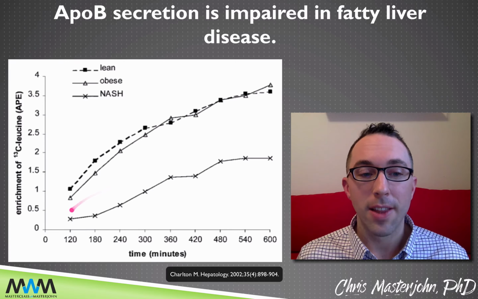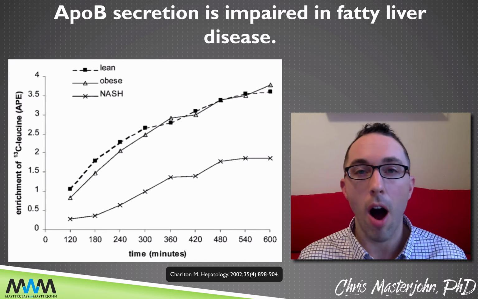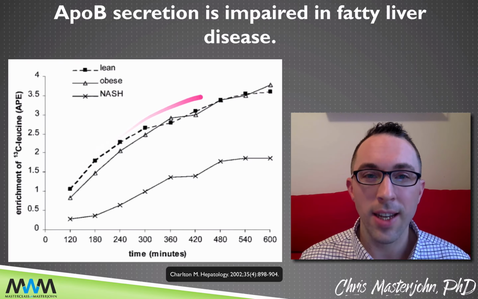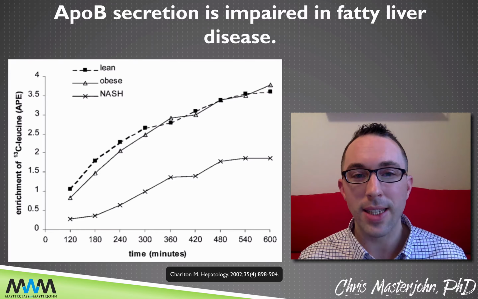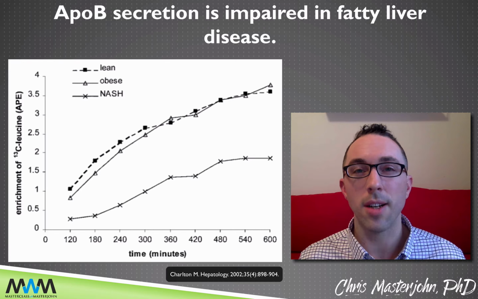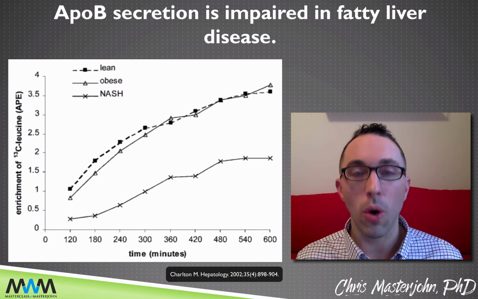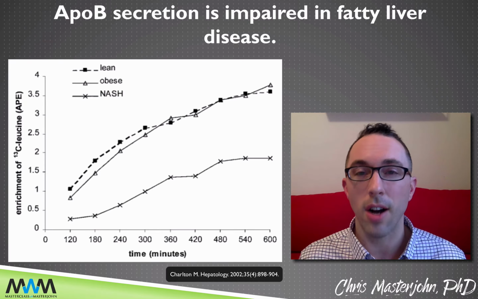In fact, the patients with NASH had 27% of the total ApoB secretion as the lean and obese subjects without NASH. That means that their ApoB secretion was cut by 3/4. Now, this could be due to choline deficiency, but as I'll show you in the next slide, it could also be due to oxidative stress.